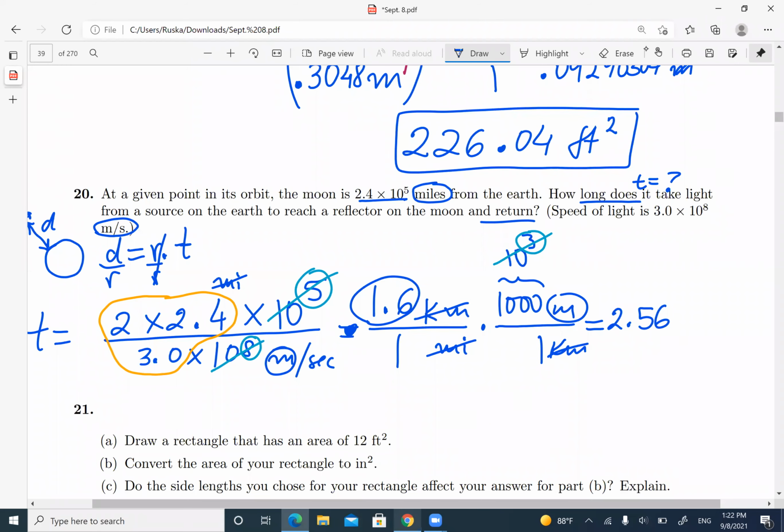Oh, he's doing that. Okay, got it? So you multiplied the 2.4 and 1.6, yes, to get the 2. Okay, yes. And then divide by 3, and I get 2.56.